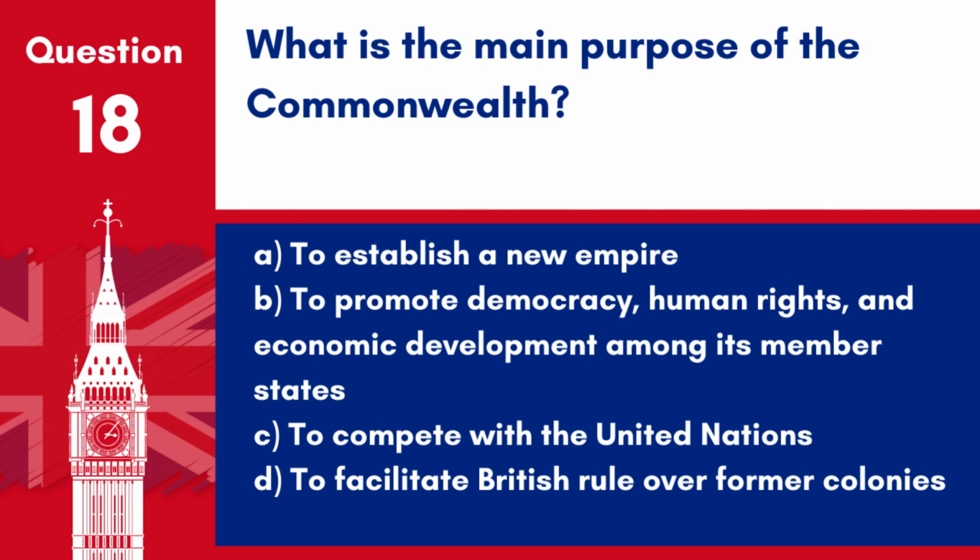A. To establish a new empire. B. To promote democracy, human rights, and economic development among its member states. C. To compete with the United Nations. D. To facilitate British rule over former colonies. Answer. B. To promote democracy, human rights, and economic development among its member states. The Commonwealth aims to support its members in achieving development, democracy, and peace.